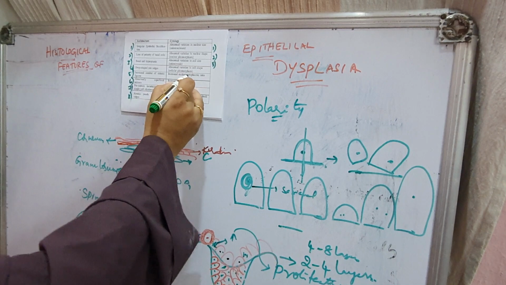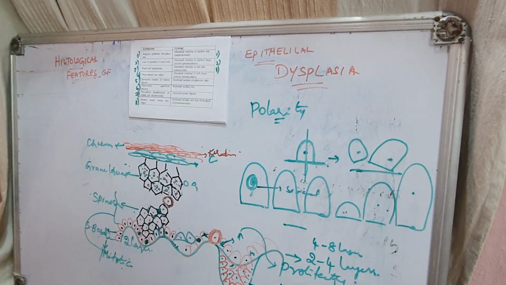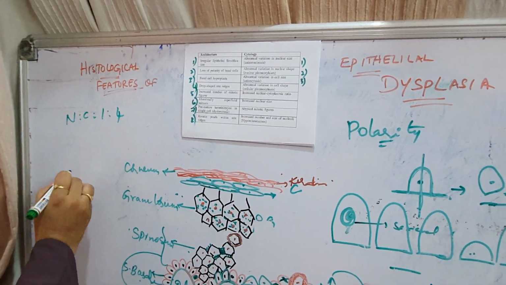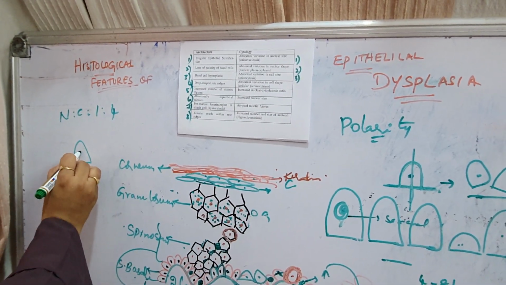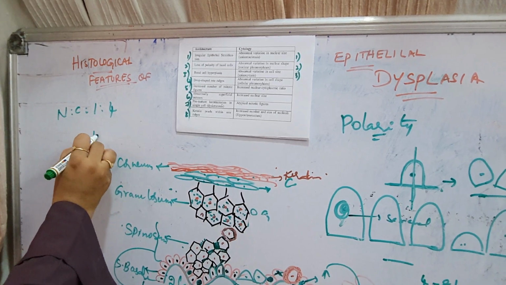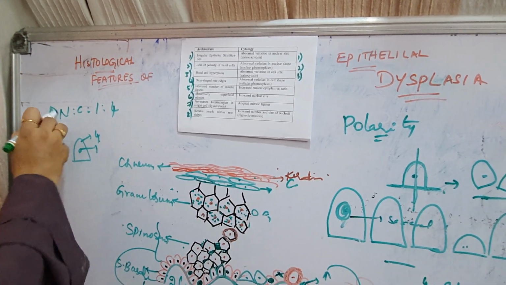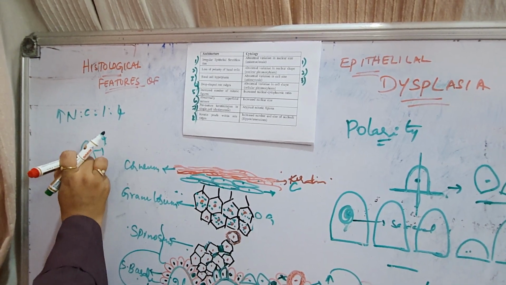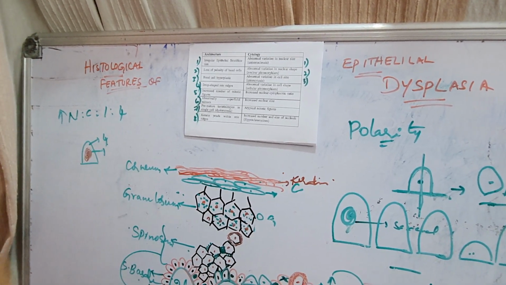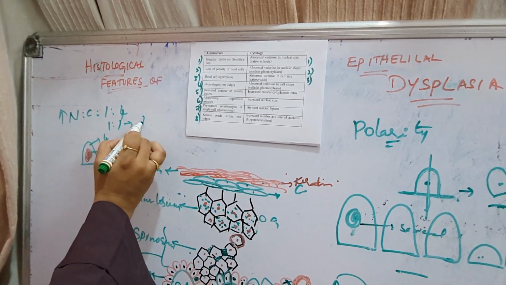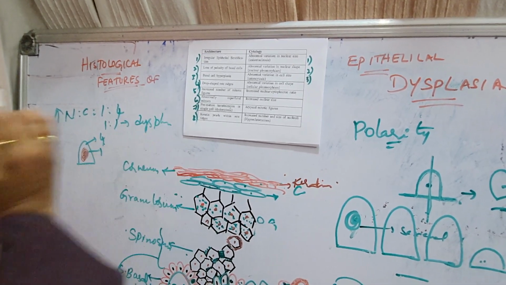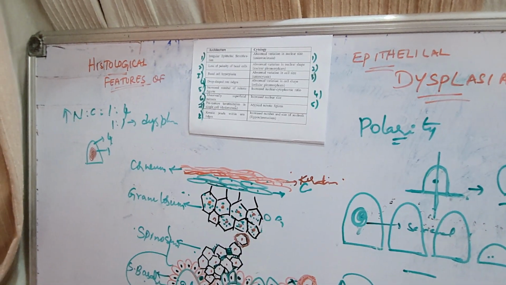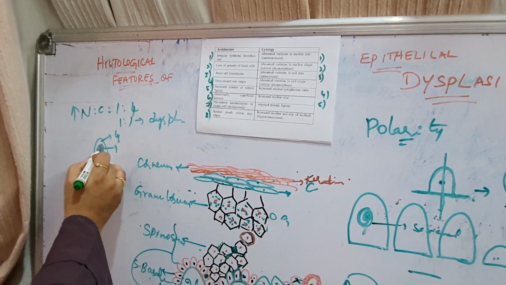Next one is increased nuclear cytoplasmic ratio. The normal nuclear cytoplasmic ratio is 1:4, meaning if the cell is 4 times, the nucleus is 1 time. Whereas increased nuclear cytoplasmic ratio means the nuclear size keeps on increasing and it changes to 1:1 in dysplasia. Okay. Next one is increased nuclear size. As we have already discussed, the nuclear size will be increased.